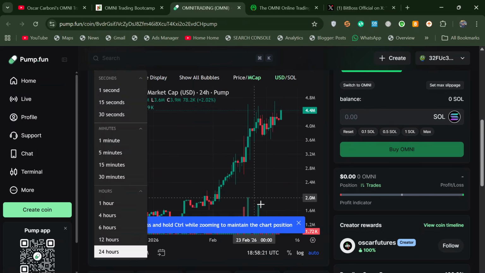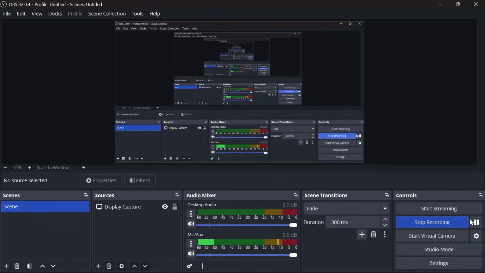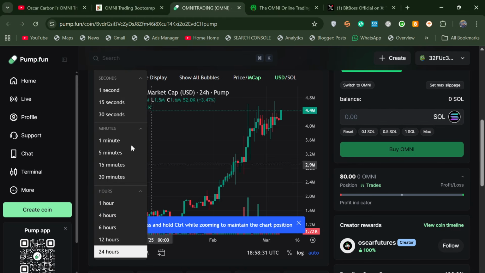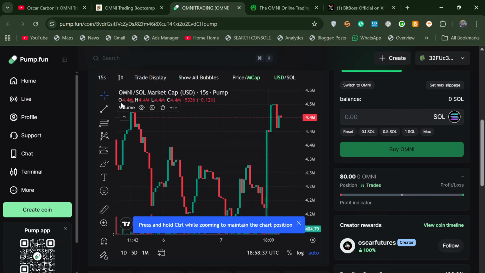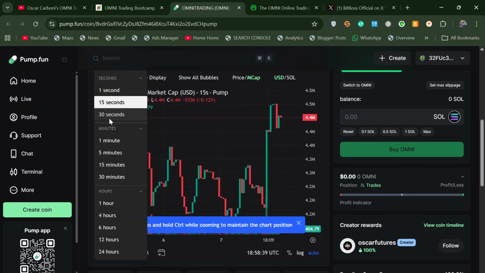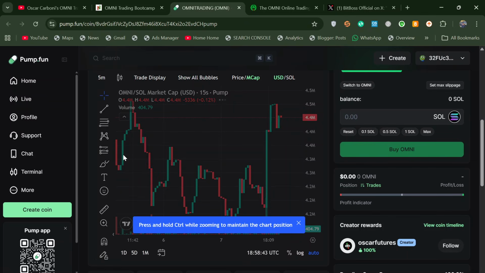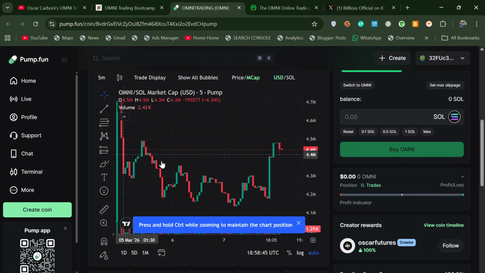You can also change the token details here. Here I just changed the candles to 15 seconds, and there are many other options. I can also change to 30 seconds, 1 minute, or 5 minutes, but I use 5 minutes to check the balance. You can see that this is now a bullish market here.